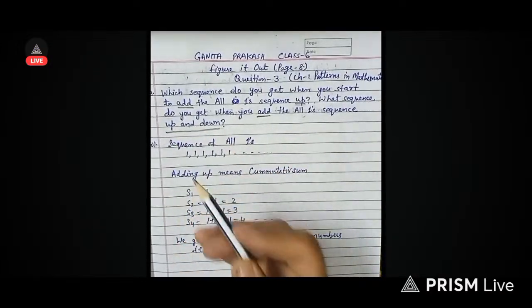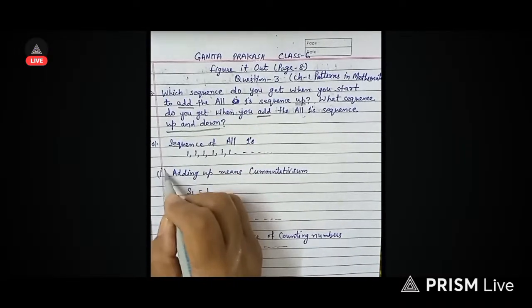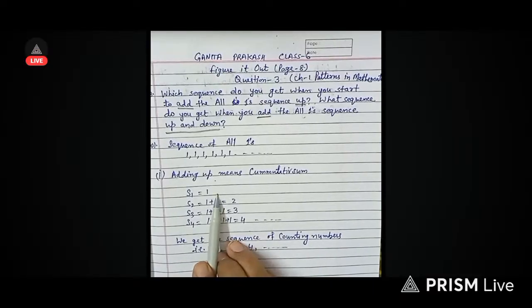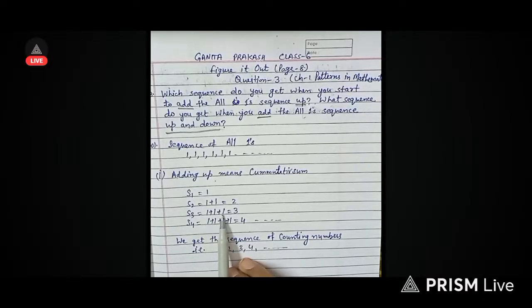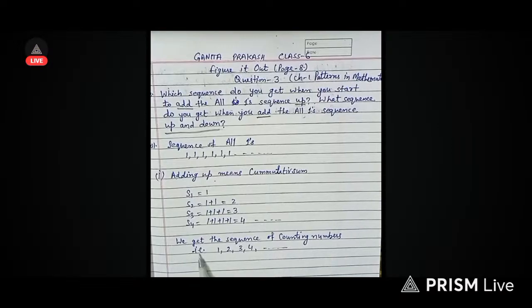Okay, so for part 1, the sequence of all ones is 1, 1, 1. Adding up means cumulative sum. S1 equal to 1 means the sum of the first term. The sum of two terms will be 1 plus 1 equal to 2. The sum of three terms will be 1 plus 1 plus 1 equal to 3. The sum of four terms will be 1 plus 1 plus 1 plus 1 equal to 4. So we are getting 1, 2, 3, 4. We get the sequence of counting numbers, that is 1, 2, 3, 4 and so on.